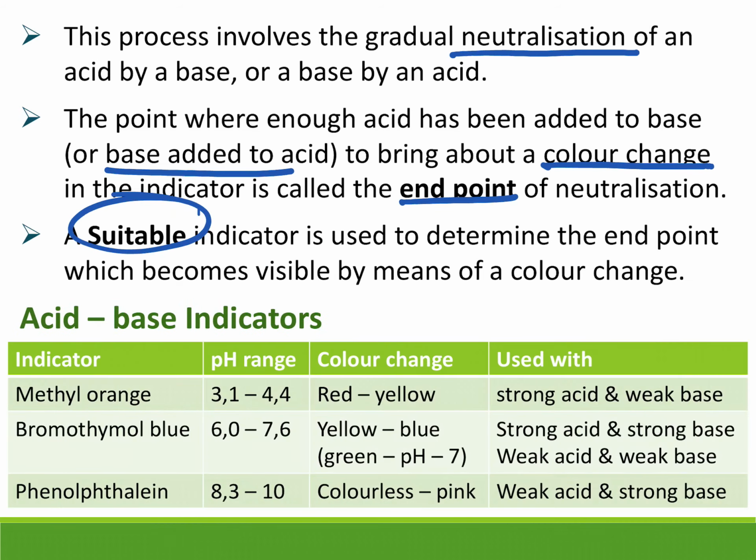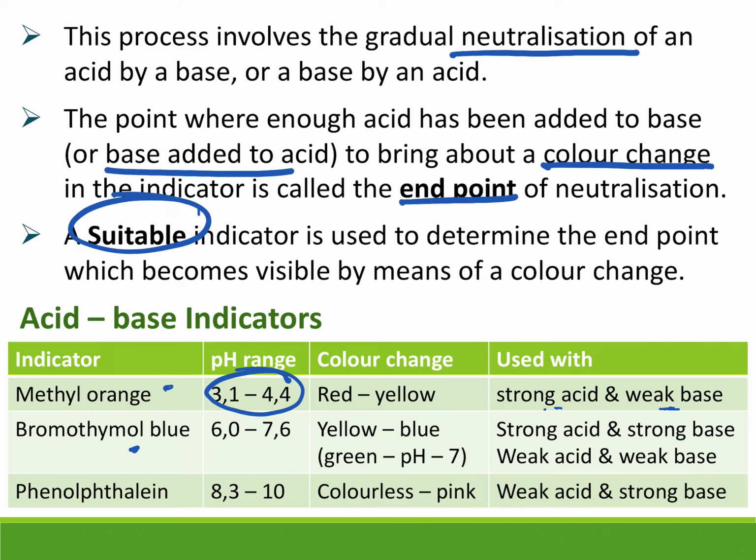These three indicators that we have here, you must know them. You must know their colors. You must know their pH ranges. We would use methyl orange when we have a strong acid and a weak base, because we're going to have an acidic salt, so it changes color in an acid. It goes from red to yellow because our final salt is acidic. We use bromothymol blue, not litmus. If you are ever tempted to write litmus down, don't, because we need to use bromothymol blue.